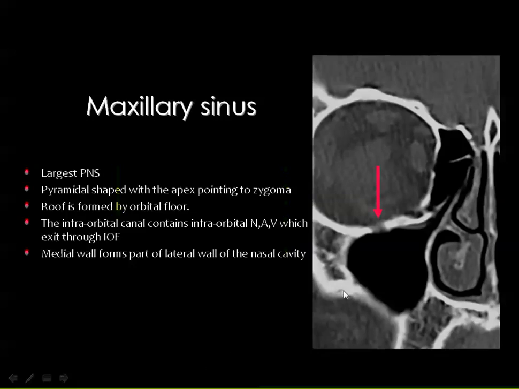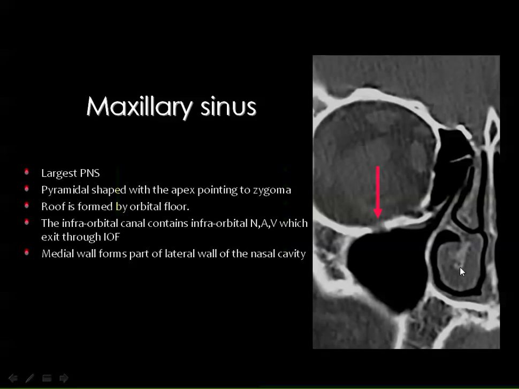Then this arrow points to a foramen which is located in the orbital floor, and this is known as the infraorbital canal, where the infraorbital nerve and artery pass through this foramen. This is once more the anatomy of the maxillary sinus, and the site of the ostium, the ethmoid infundibulum, and you go to the hiatus semilunaris ending into the middle nasal fossa.